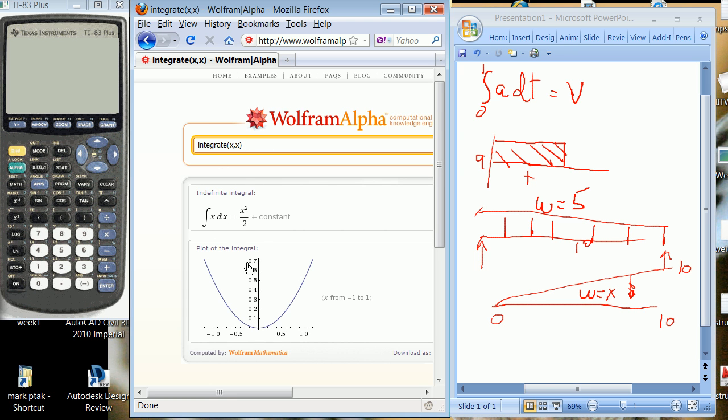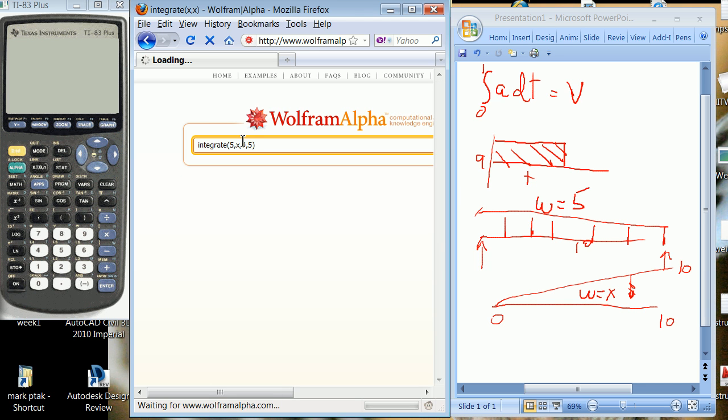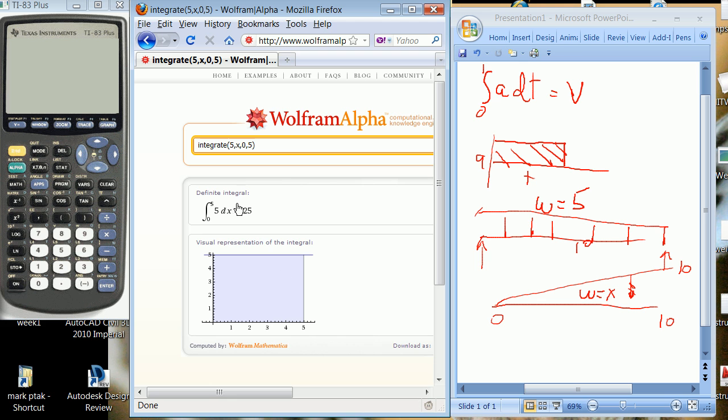In other words, that's the function that describes the area underneath. Very often in engineering, you're trying to do a definite integral. So in this case, we're going to integrate 5 with respect to x. In other words, y equals 5 is the function with respect to x from 0 to 5. And that should be 25. And there you have it. So that gives you a representation of the integral, basically.